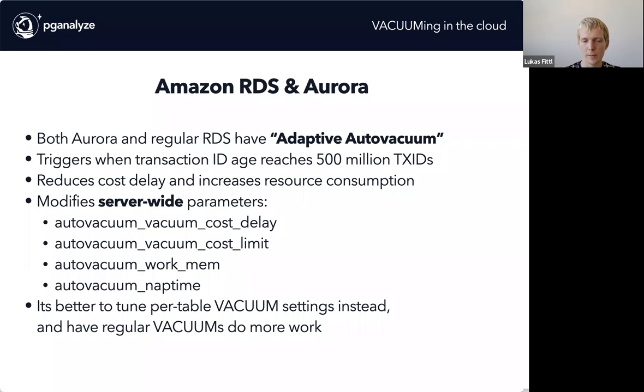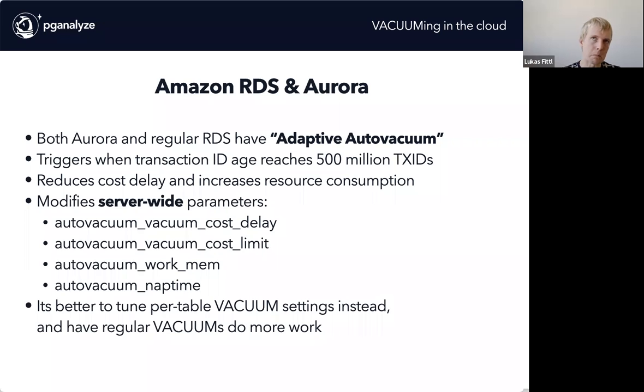It triggers when the transaction ID reaches, my understanding, 500 billion transaction IDs. I believe it was 750 million at some point in the past, but they changed it to 500 billion. At that point, the special adaptive Autovacuum logic in RDS or Aurora triggers. It reduces the cost delay and increases the resource consumption. It literally just changes parameters: the cost delay, the cost limit, the work mem, and the nap time, in order to make vacuum more aggressive.